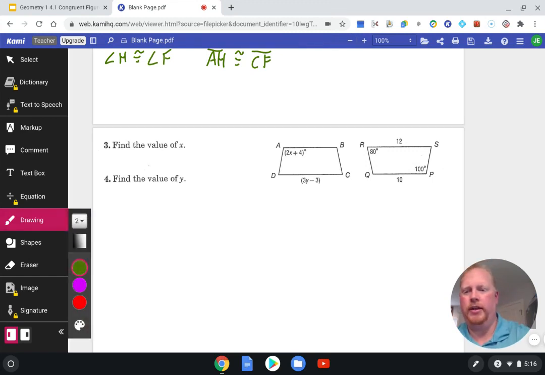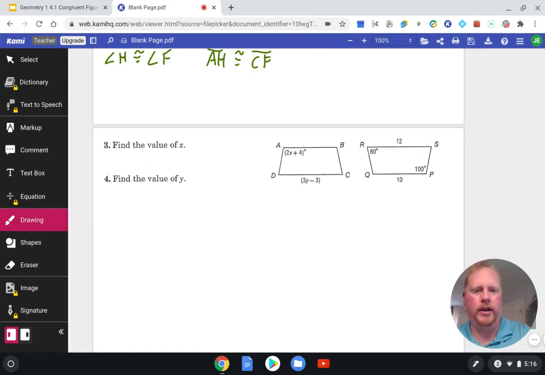Well, x is going to be right here with angle A. So which is going to be matched up with that? That would be angle P. It's the same shape, just flipped upside down. So I could write the equation 2x plus 4 equals 100. Subtract 4 and you get 96, and then divide by 2 and you get 48. So x equals 48.